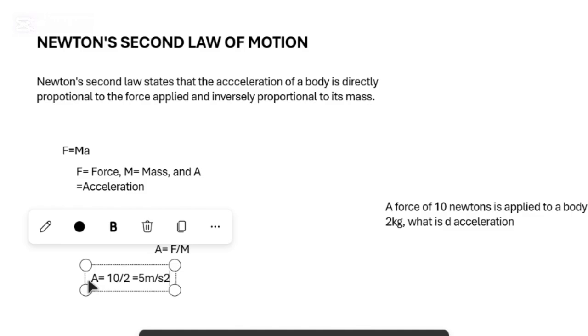So let's just have a quick summary. More force means more acceleration, more mass means less acceleration, and the formula is F equals ma.